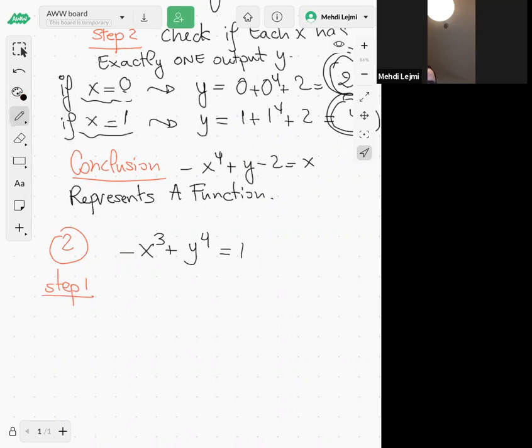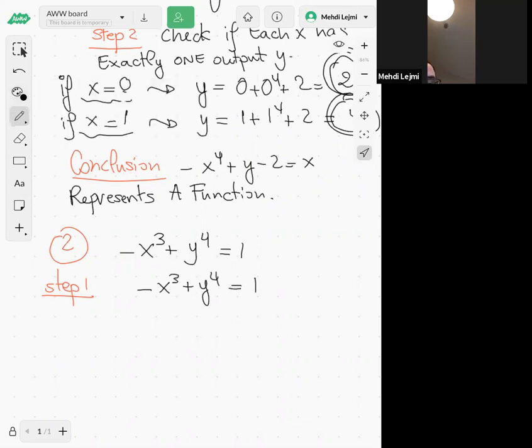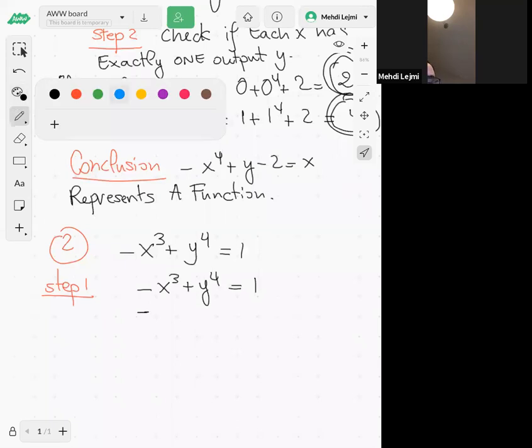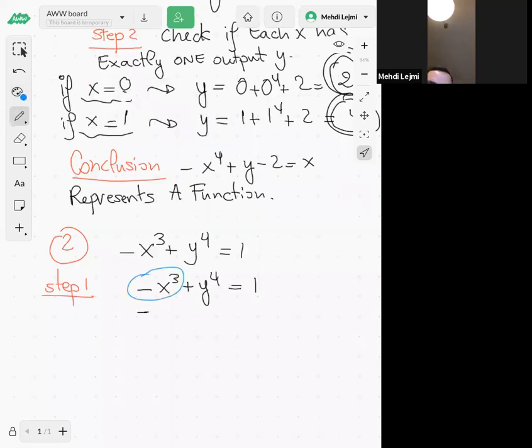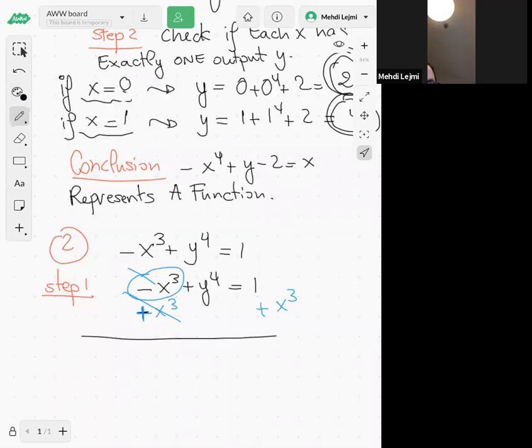So step 1, as usual, I'm going to solve for y. As you can see, this is minus x cubed, so I'm going to get rid of it by having plus x cubed here. We have to do exactly the same thing on the right side. Then this cancels out, and I get y to the fourth equals 1 plus x cubed.